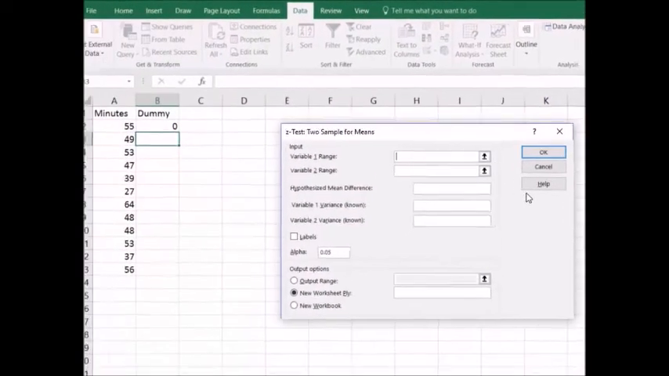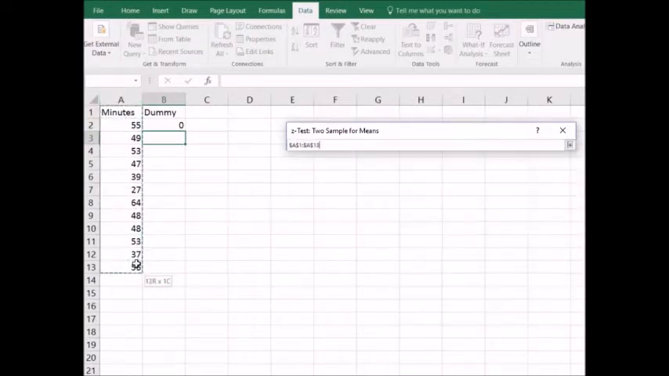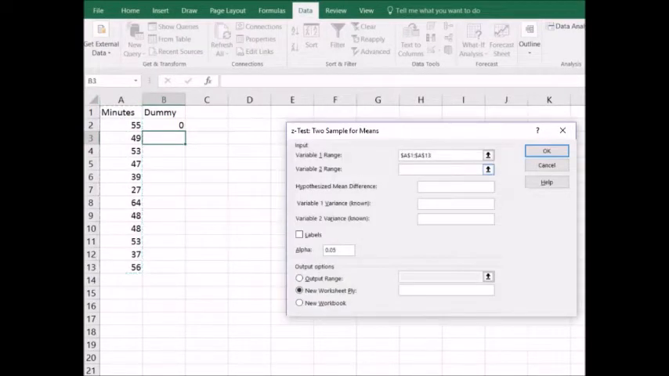My variable 1 range is the sample data. I'm going to include the column header. My variable 2 range is the dummy and the 0. Let's consider what our null and alternative hypotheses are. The null hypothesis is that parking time is less than or equal to 40 minutes. The alternative hypothesis is that parking time is greater than 40 minutes.